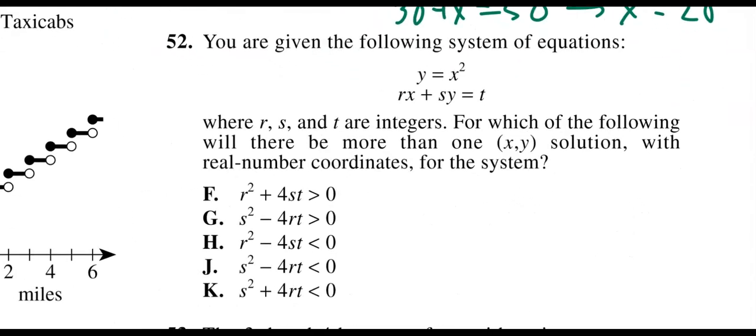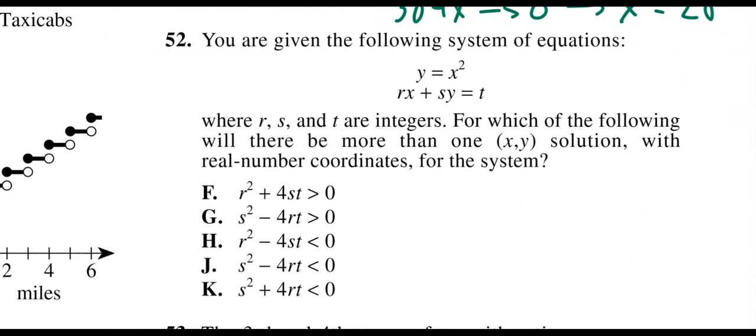You're given the following system of equations where r, s, and t are integers. For which of the following will there be more than one solution with real number coordinates for the system?